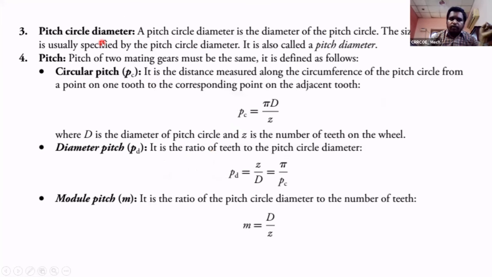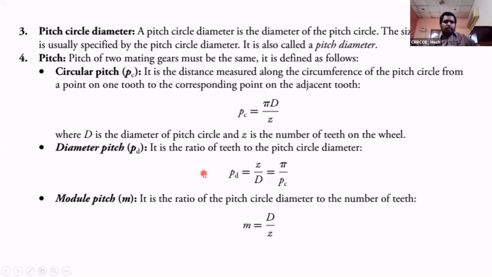You know pitch circle and pitch. We have three types of pitch: circular pitch, diametral pitch and modular pitch. Pitch is nothing but pi d by z, where z is the number of teeth and pi d is the circumference of the circle. The reciprocal of this, z by d, is the diametral pitch. The reciprocal of the diametral pitch is the modular pitch.